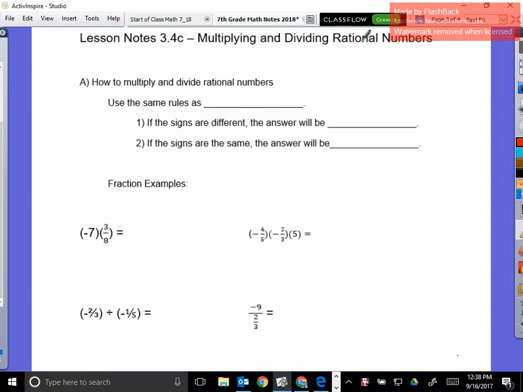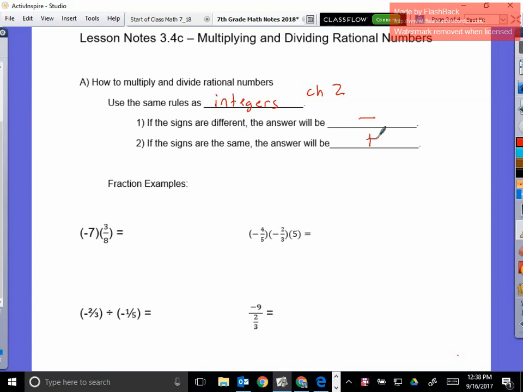All right, so the good news is we are still going to use the same rules that we used in Chapter 2 for integers. Those are positive and negative numbers. So we're going to use those same rules from Chapter 2, and here they are. If the signs are different, the answer will be negative. And if the signs are the same, the answer will be positive. We're going to use those same exact rules.